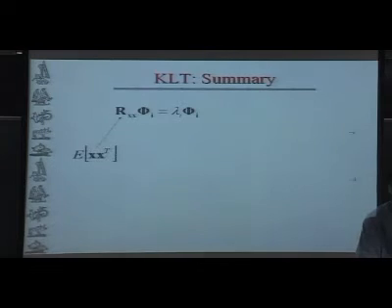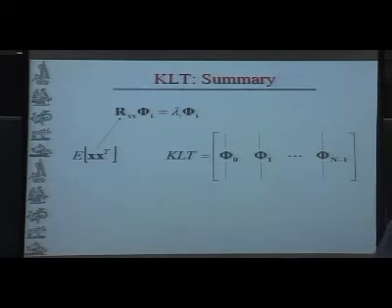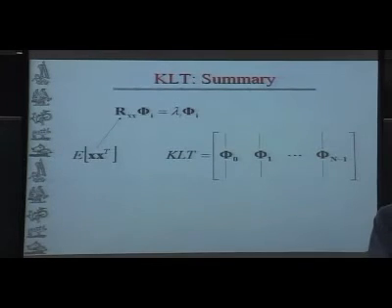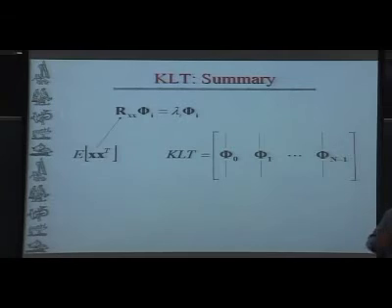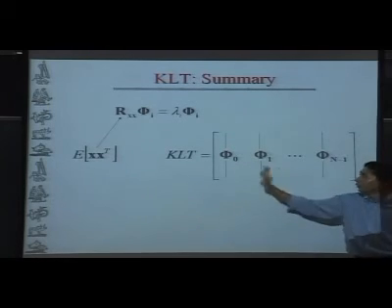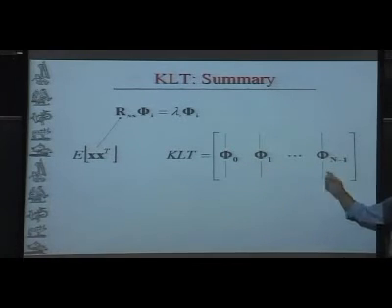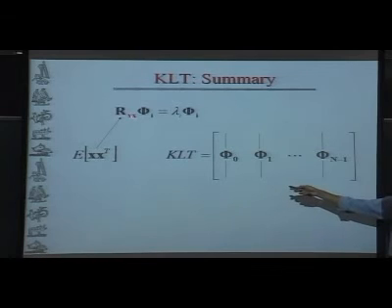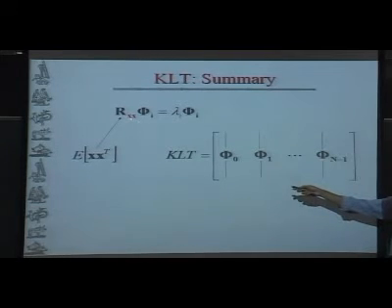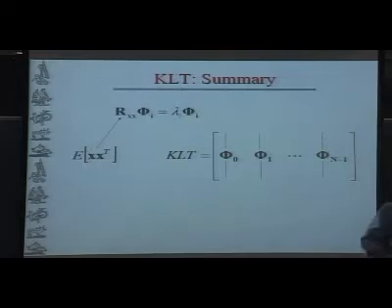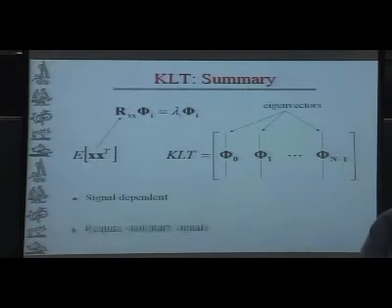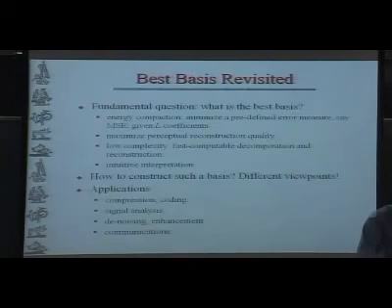Okay, so the summary: optimal transform comes from eigenvector, eigenvalue decomposition. The KLT is nothing more than a set of eigenvectors of the input autocorrelation matrix, the correlation matrix Rxx.